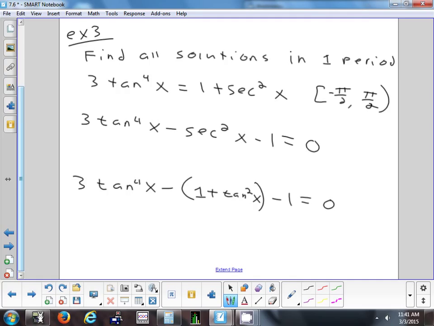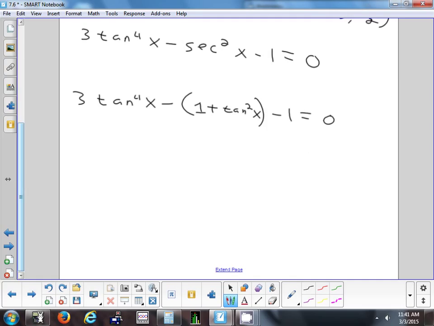Now I have everything in terms of tangent. Okay, let's distribute out your negative. So 3 tan to the fourth minus tangent squared minus 1 is minus 2. Okay, we want to try to factor that. You could use quadratic formula because the 4 is double the exponent of the middle, and we have a constant. But I think we can factor it.